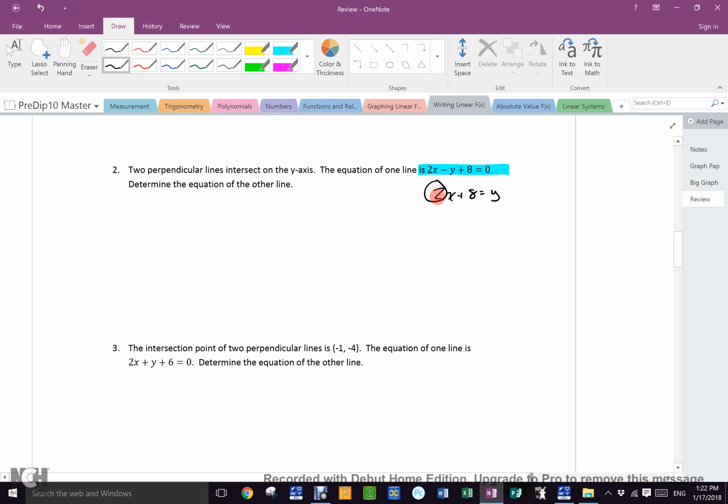Is that the slope I want? What do I do to that slope to get perpendicular? I flip it. So 2 over 1 becomes negative 1 over 2. That's the slope I want. But my y-intercept has to stay the same because they intersect at the y-axis. So the answer is y equals negative 1/2 x plus 8.